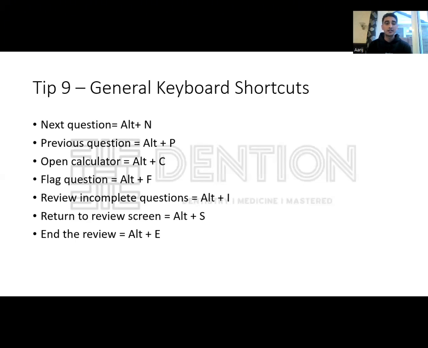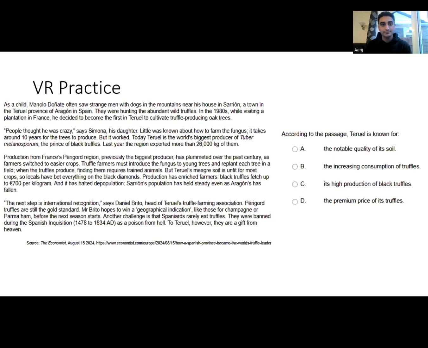I guess you can also practice online, getting familiar with the UCAT format, which I highly recommend. But I'm not going to read all these out, but these are some of the shortcuts that you can use on your keyboard to make sure that you're a wizard when you're doing your UCAT. If you're on YouTube, feel free to take a pause and have a look at this. But if not, I'm now going to move on to some UCAT practice as promised.